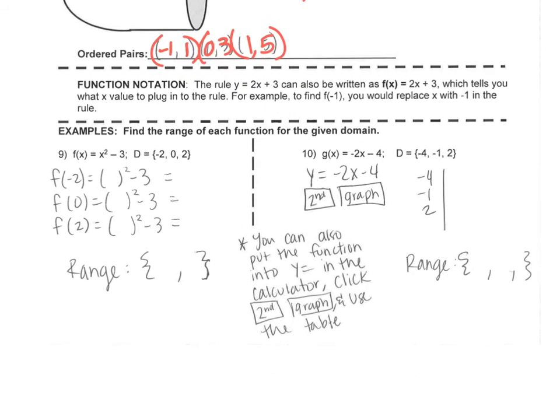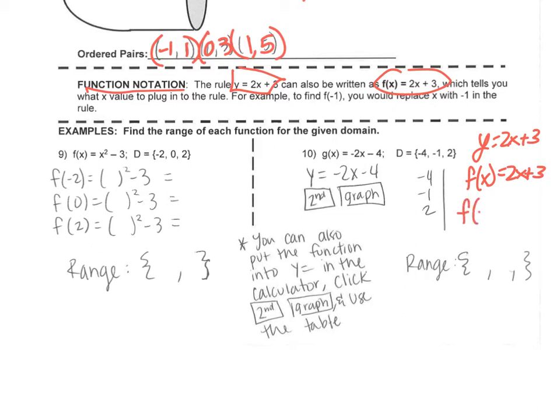Now, function notation is one of those things that people get frustrated with because it scares them, and you really don't need to be scared of it. We've got an equation that's y equals 2x plus 3. If I want to write it in function notation, then I would say f of x equals 2x plus 3.